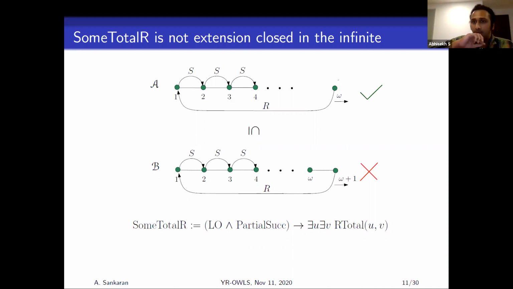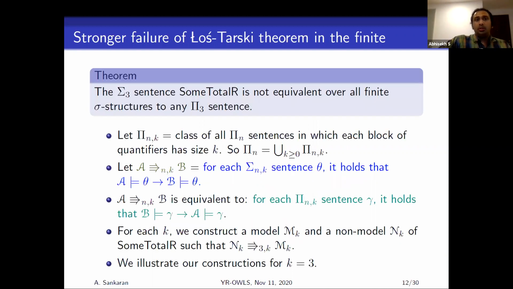Okay, so that gives you a flavor of how we are using the partial successor relation in a very important way. Now, given that we do not have this extension closure in the infinite, so we cannot use the Los-Tarski theorem, how do we show this inexpressibility result in the finite? Well, here is how. We want to show that some total R is not equivalent to any Pi3 sentence.